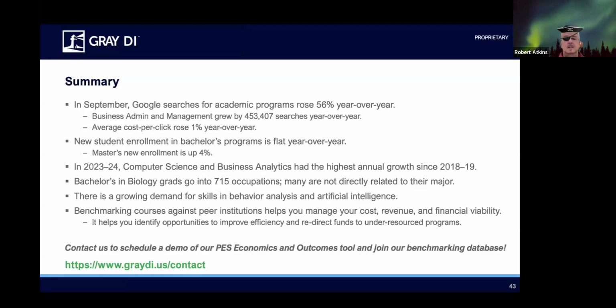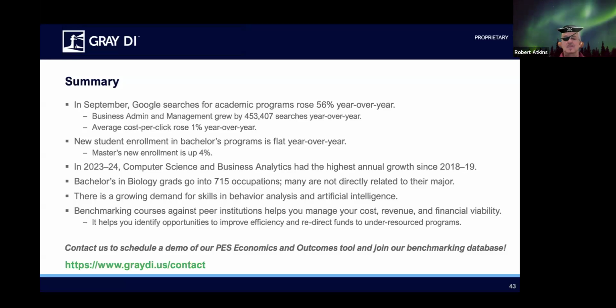Remember that bachelor's in biology go into 715 occupations, not 10. And that's true for almost all your programs. For 80% of programs, fewer than 20% of students go into fields for which they're directly prepared. There is growing demand for skills in behavior analysis and AI. And benchmarking courses against peer institutions can help you manage your cost, revenue, and your financial vitality. It helps you identify opportunities to improve efficiency and redirect funds from over-resourced to under-resourced programs. Though I'm sure there's nobody going to raise their hand out there and say their program is over-resourced.